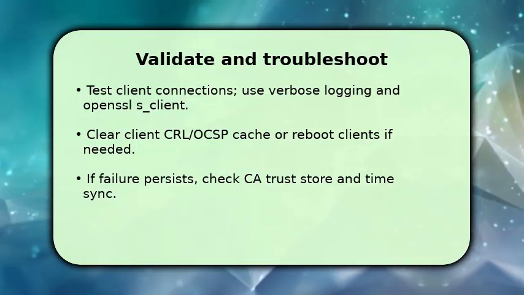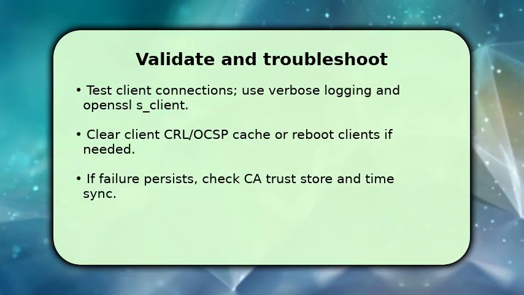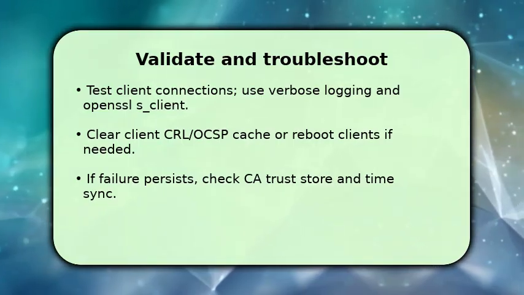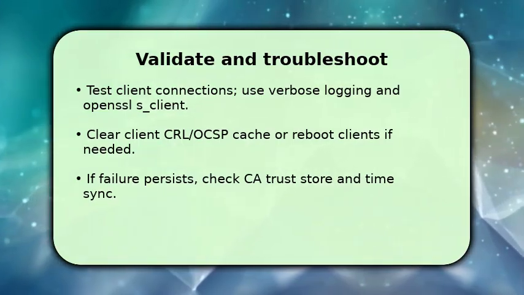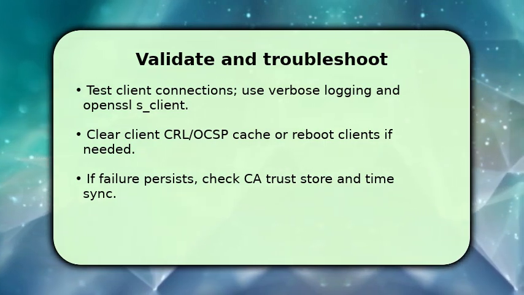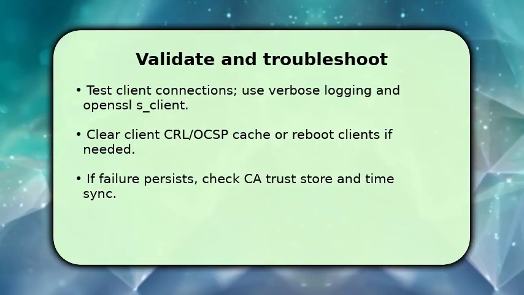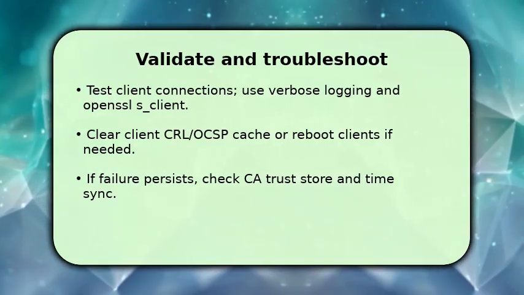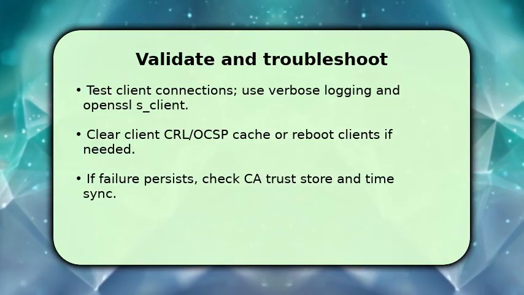CRL/OCSP or chain issues. If clients still see revoked status, clear local CRL/OCSP caches or reboot the client and double-check CA trust store and time synchronization. If problems continue, reissue the cert after auditing CA keys and repeat the CRL publication step.